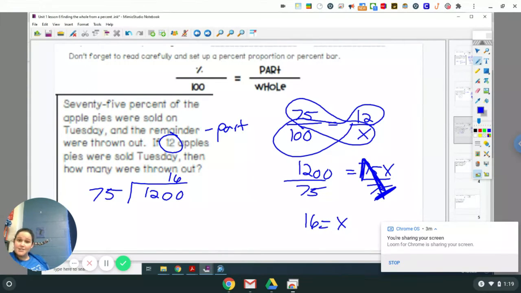So 16 is actually not your answer. What 16 represents is the total number of pies there was. They want to know how many were thrown out. So the amount that were thrown out, you have to do 16 minus 12. You get 4. So 4 total were thrown out. Because there were 16 total pies, 12 of them were sold, 4 of them thrown out.